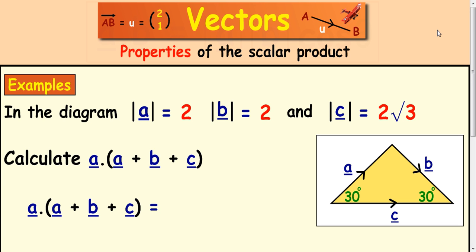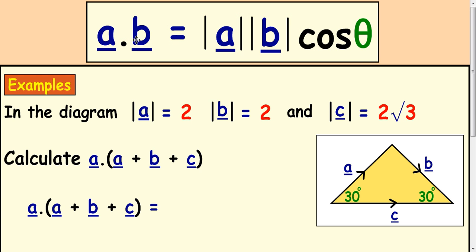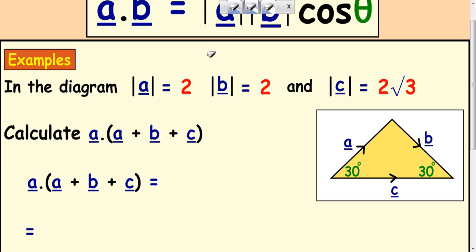In this example, we're going to try and calculate a dot (a plus b plus c), and we've been given a diagram here with a triangle in it. We've also been told the magnitude of a and b and c. We need to remember the formula here, which is in the formula sheet anyway. So let's have a look at this.